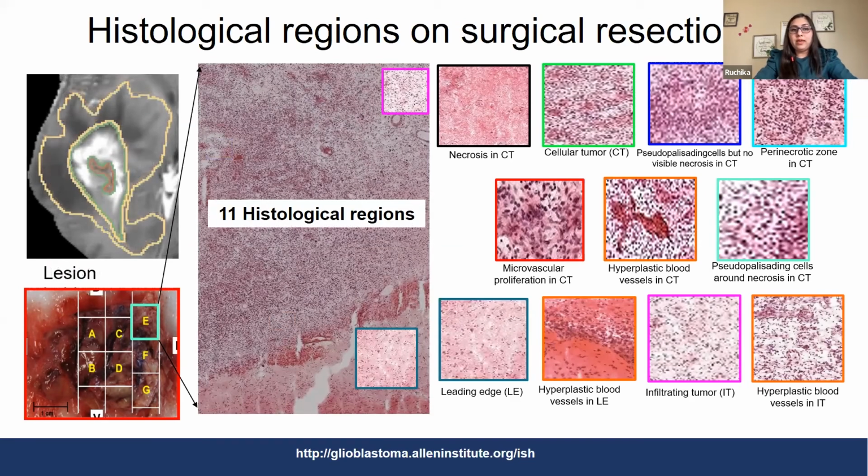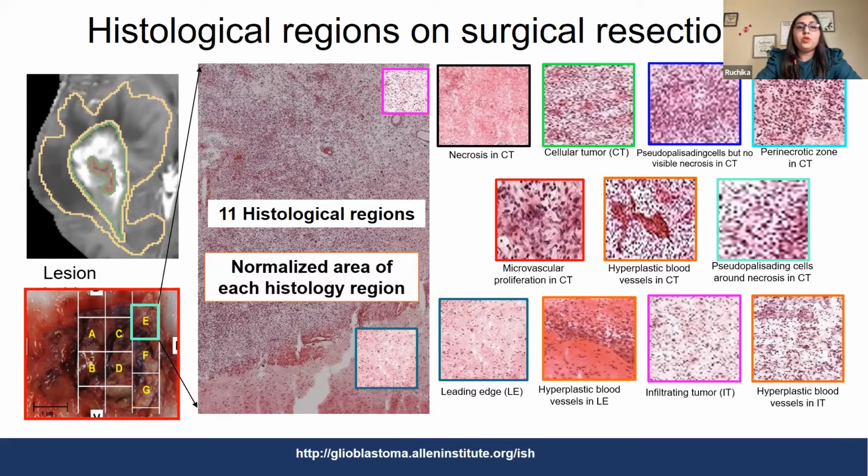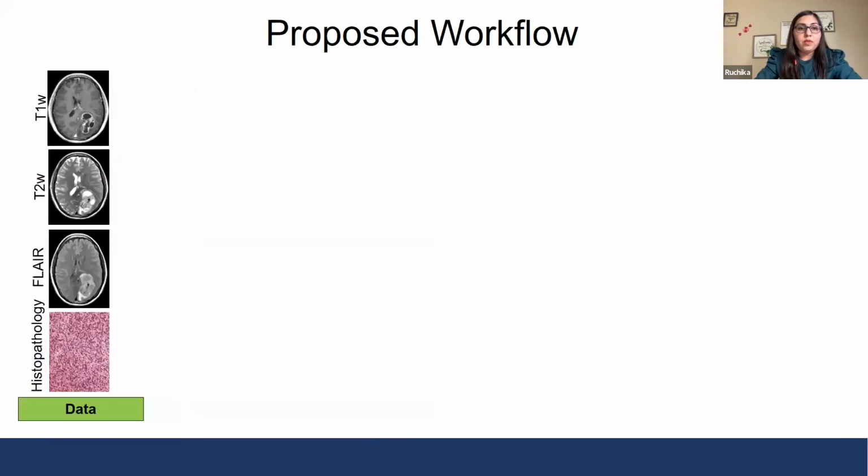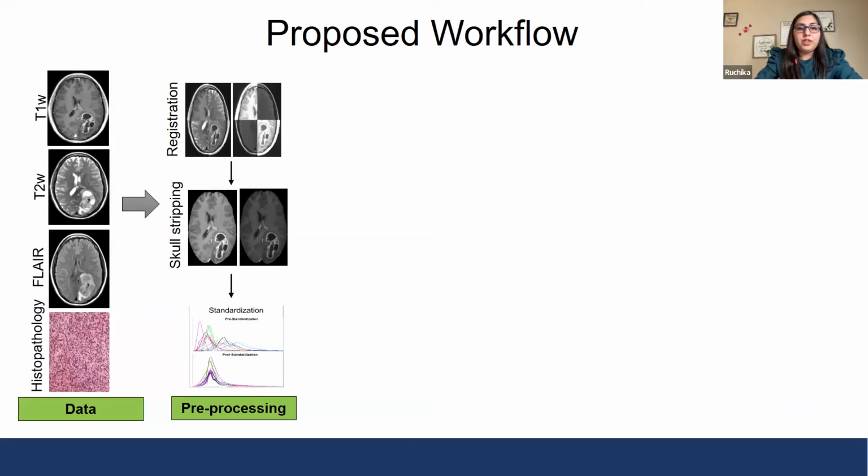In total, they had 11 histological regions, and they also provided the normalized area of each histology region per patient. That is what we used later to find associations of the radiomic markers with the pathology data. After acquiring this data, we did some pre-processing that includes registration, skull stripping, bias correction, and intensity standardization.